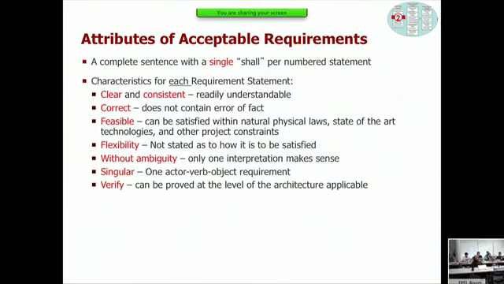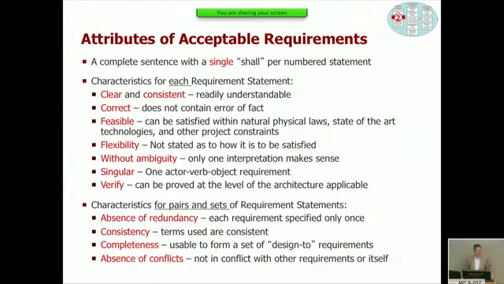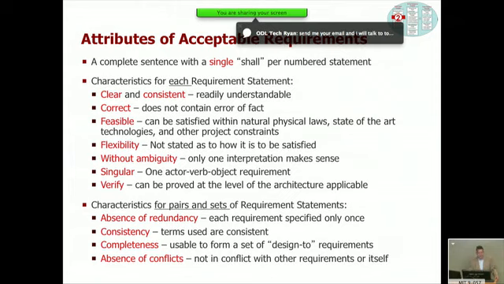Okay, so all this is a pretty long list, and this applies to single requirements. Then, and this is really important, there's a set of characteristics that we want to see when you look at sets of requirements, groups of requirements. Absence of redundancy. This means that each requirement is specified only once. You don't want redundancy. Redundancy can be good in system design, but not in the requirements. Consistency in using terms. Completeness, which basically means not missing key requirements.